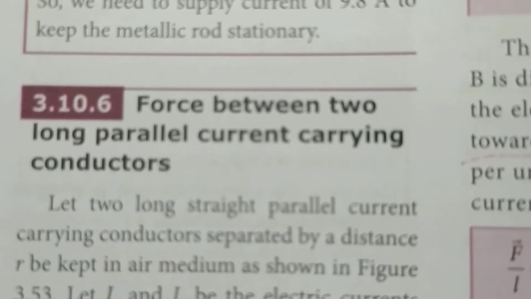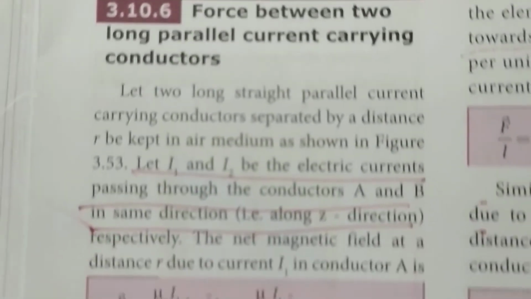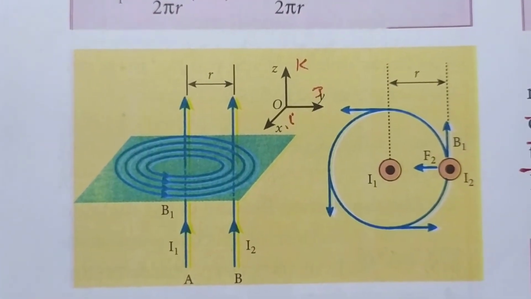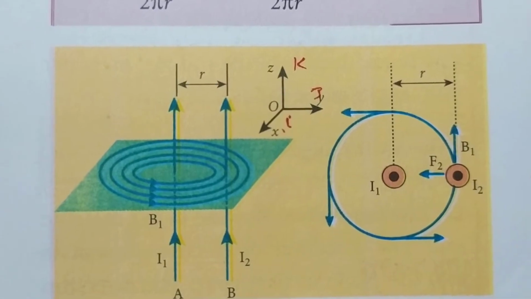Next we are going to see the force between two long parallel current carrying conductors. For that, consider this diagram. Here there are two long conductors A and B, and the currents passing through them are I1 and I2.